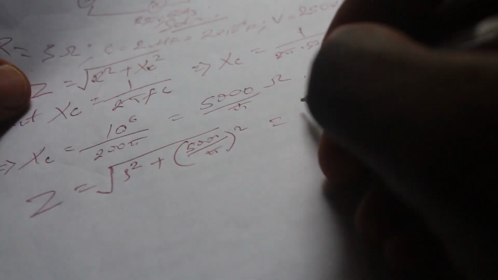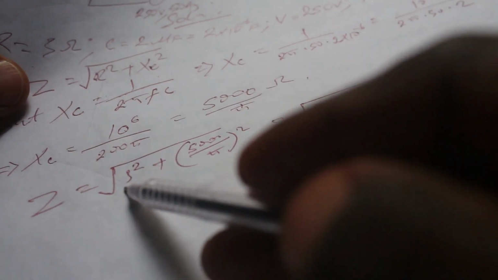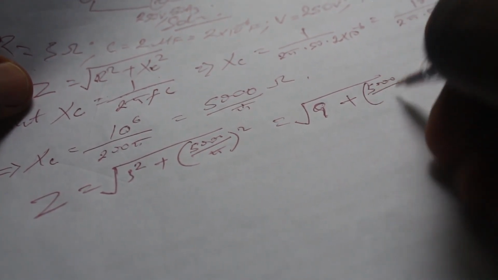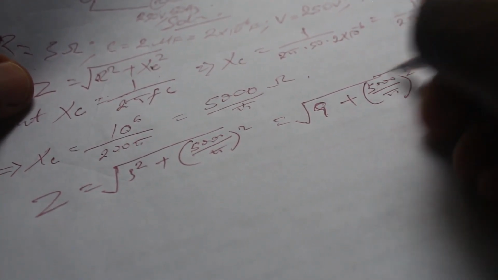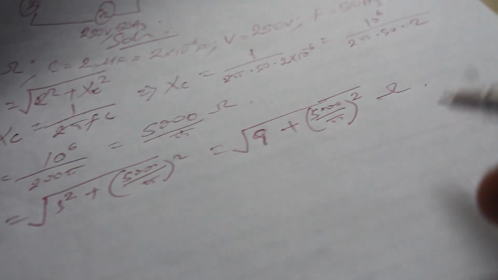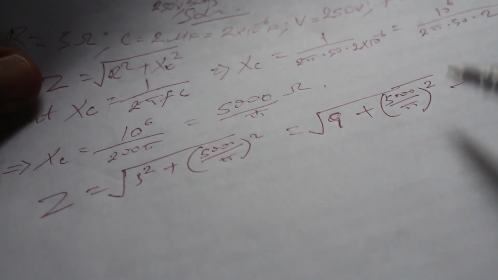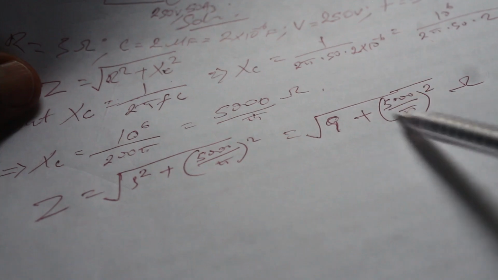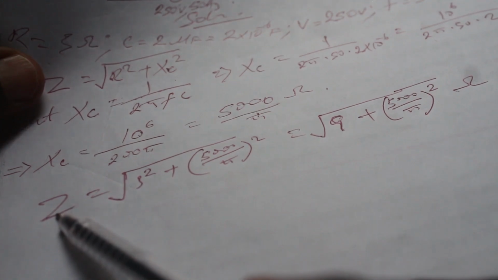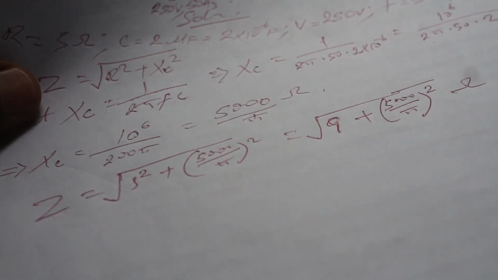Which will give us the square root of 9 plus, because 3 squared is 9 plus, now I'm not carrying a calculator here, so I'm just going to leave this at this. Then we put ohms, since that's the unit of impedance. So if you have your calculator beside you, you can do this to find the numerical value, a more simple value for the impedance.